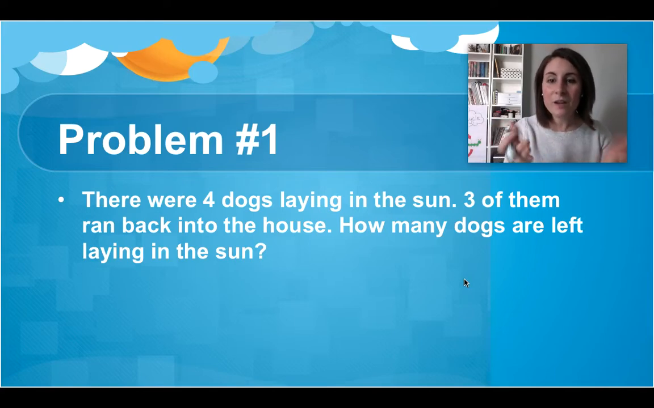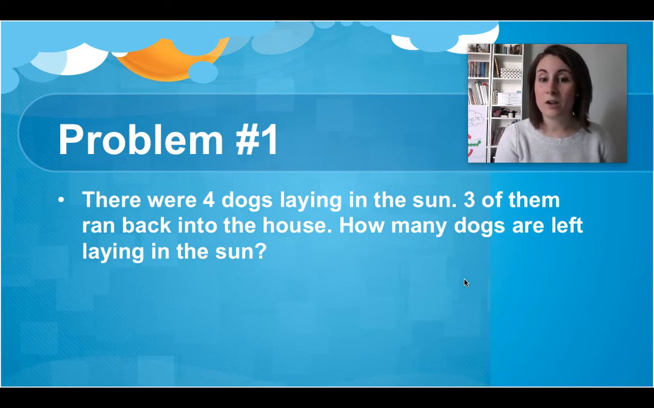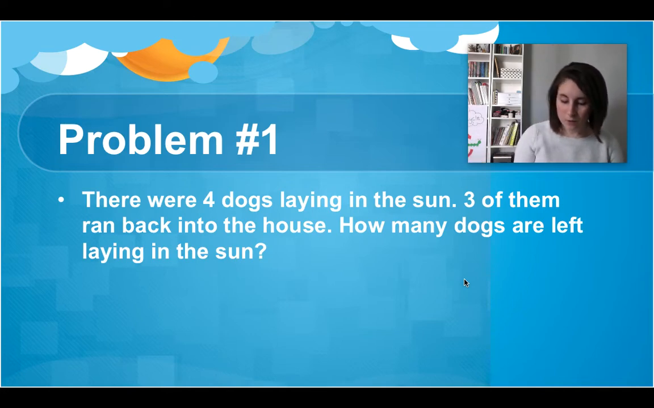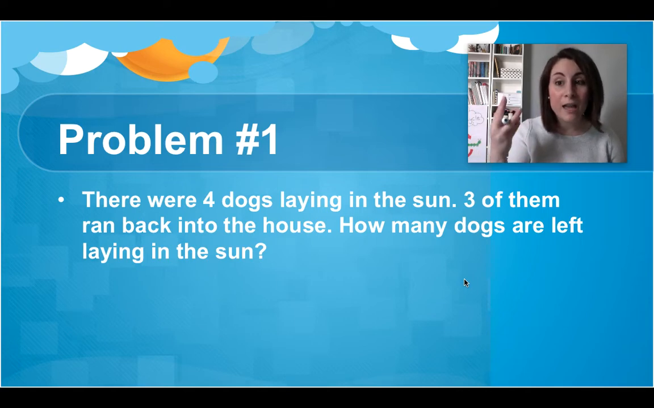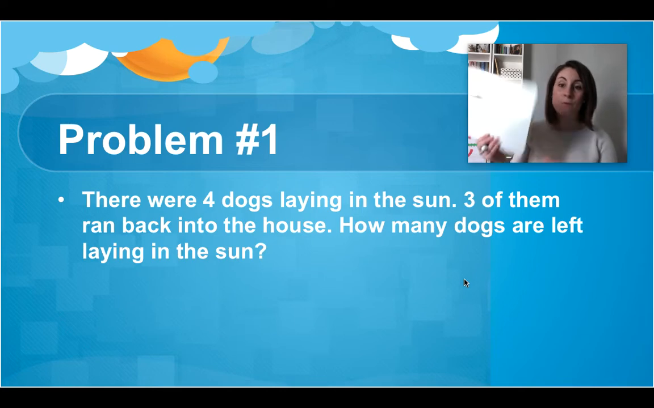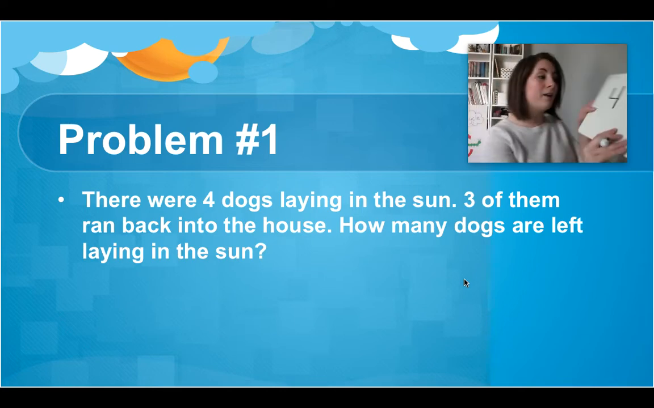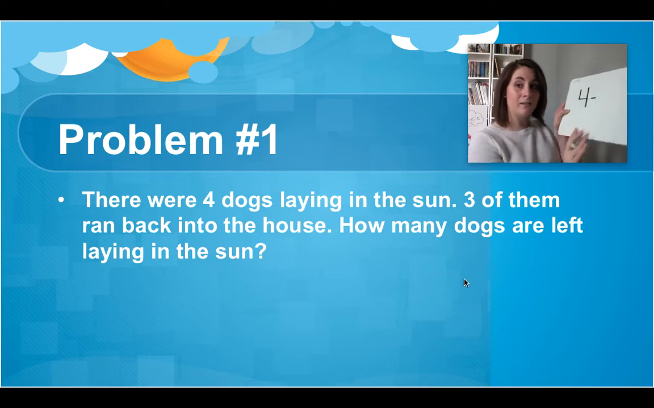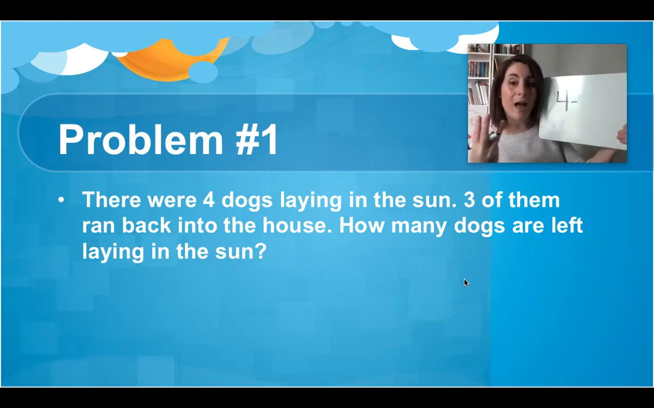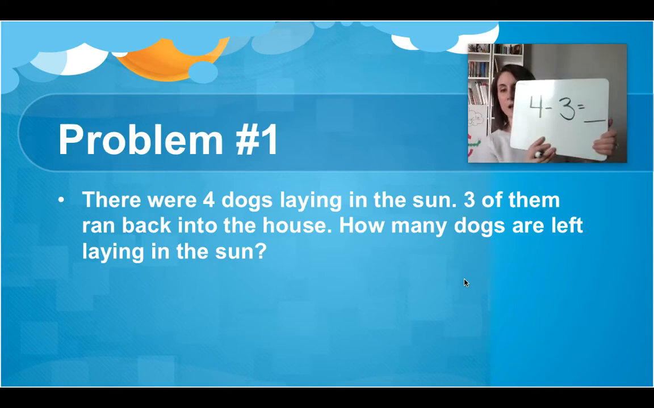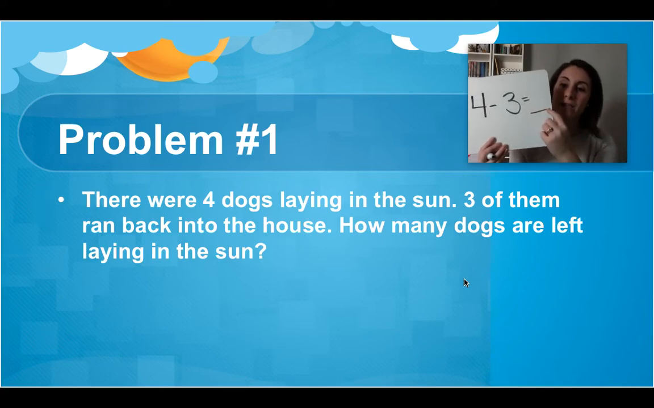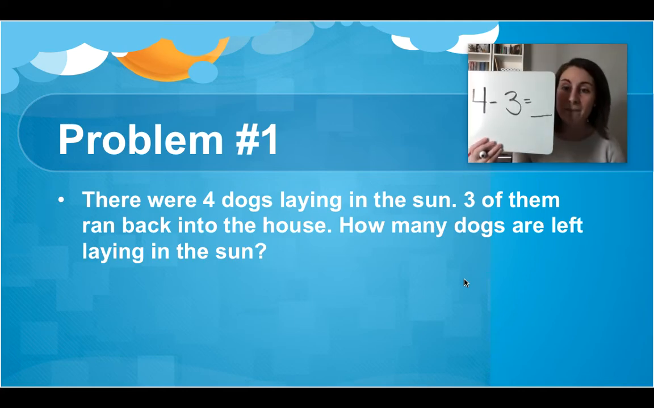So, for example, for this one, let's look for our biggest number. Our biggest number is there were 4 dogs laying in the sun. That's the number we started with. So I'm going to put my 4 down. In the sun, and then 3 of them ran back into the house. So I know 3 of them are going to be leaving my group. I know I'm going to have to subtract, so I'm going to put my minus sign. And then I know that 3 of them were the ones that ran into the house. Okay? So I have my 4 minus 3 equals, and then the blank space, right?